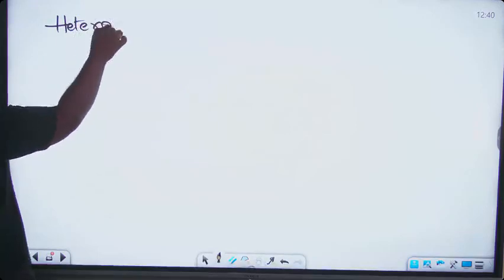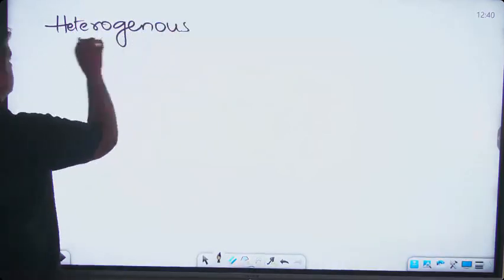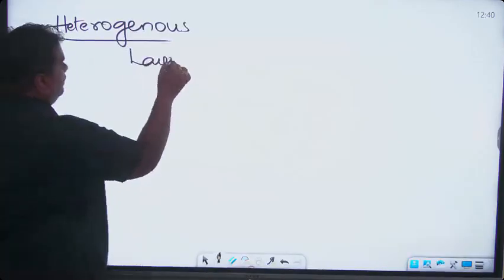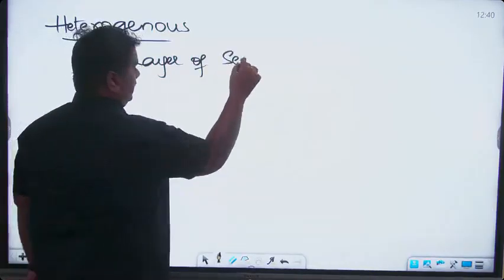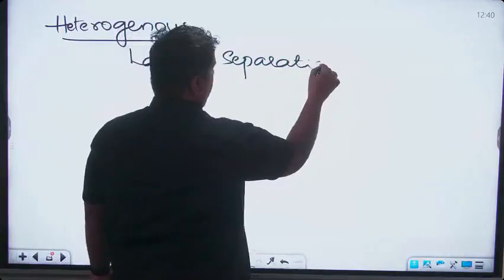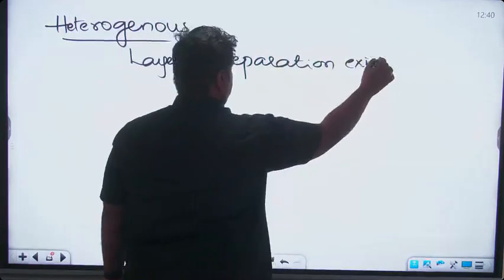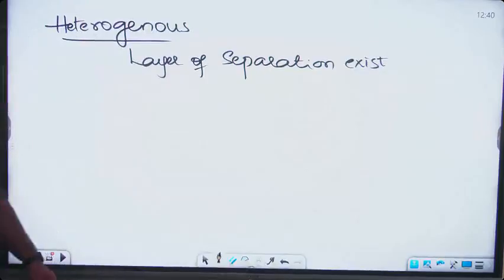Then the moment talking about the case of heterogeneous mixtures. మరి heterogeneous mixtures లో layer of separation is visible. The layer of separation ఒకవేళ exist అయితే that is known as heterogeneous mixture. A mixture in which a layer of separation exists, it is known as heterogeneous.